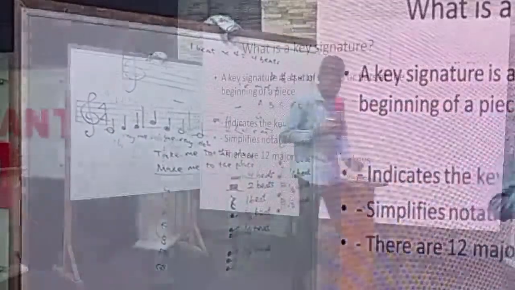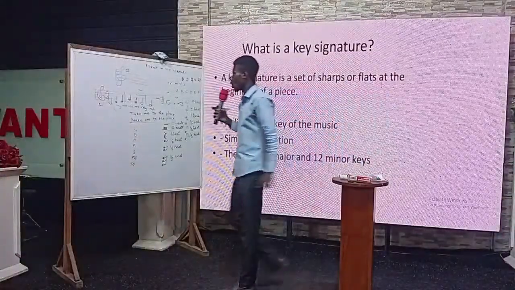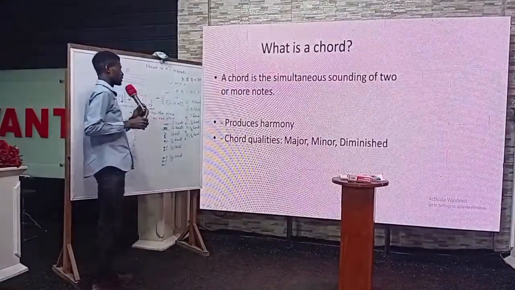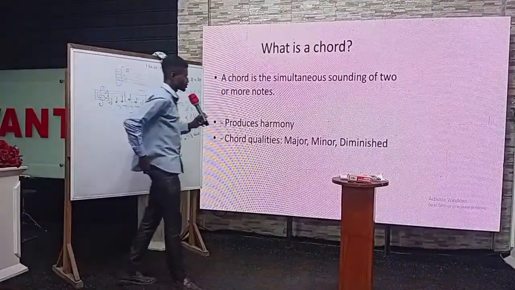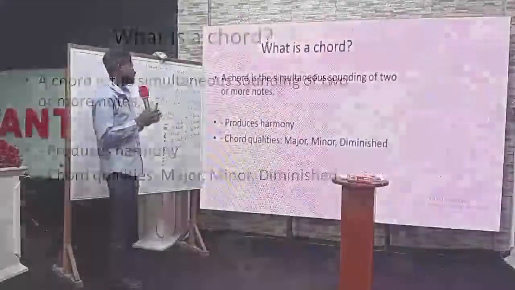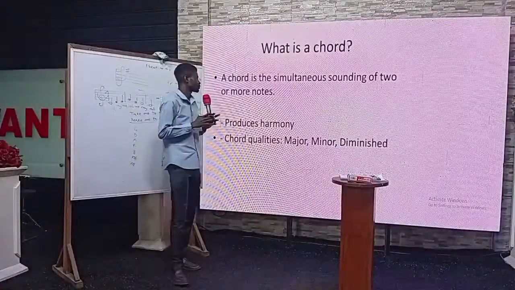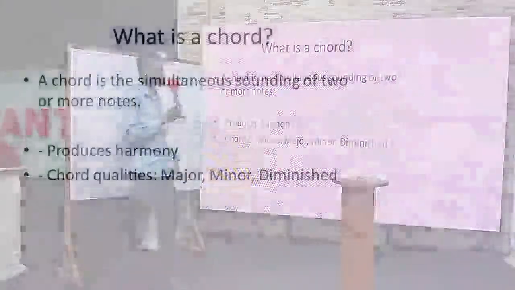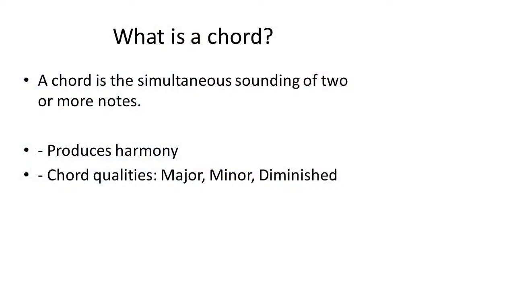And finally, we talk about chord. Chord is also very important in music. In fact, as far as harmony is concerned in music, the knowledge of chord is very important. What is a chord? A chord is the simultaneous sounding of 2 or more notes. Simultaneous sounding means notes that are sounded together. When we have 2 notes or more than 2 notes that are sounded together, we have what we call a chord.